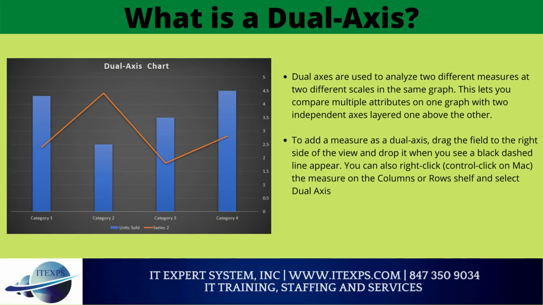What is a dual axis? Dual axes are used to analyze two different measures at two different scales in the same graph. This lets you compare multiple attributes on one graph with two independent axes layered one above the other. To add a measure as a dual axis, drag the field to the right side of the view and drop it when you see a black dashed line appear. You can also right-click, or Control-click on Mac, the measure on the columns or rows shelf and select dual axis.